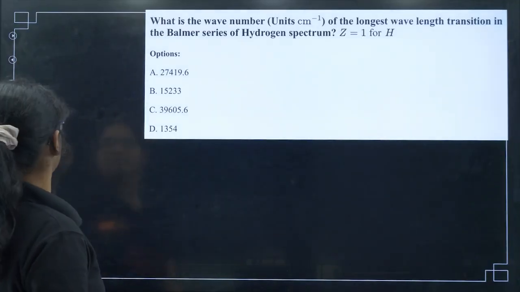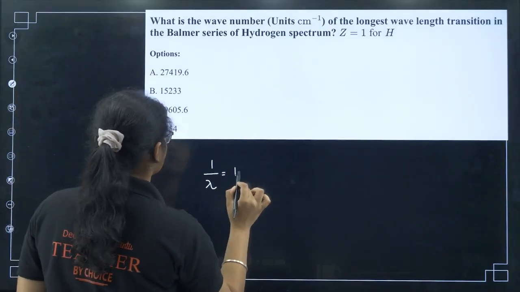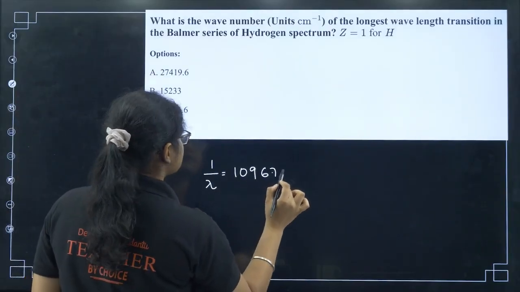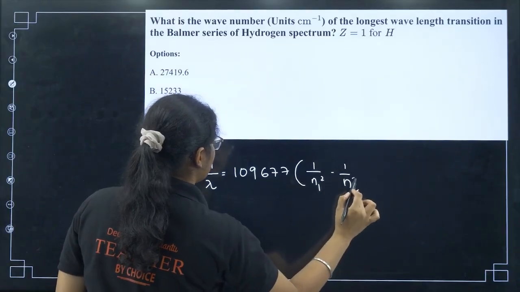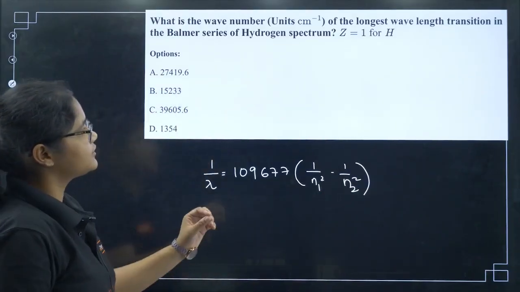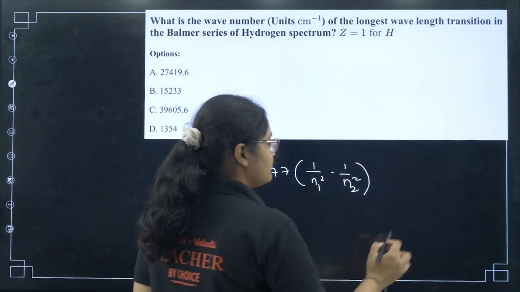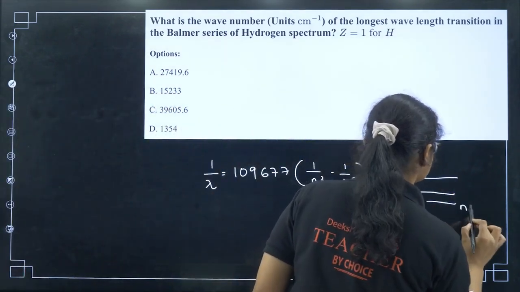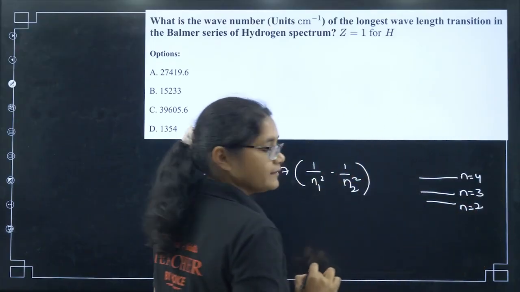Next, what is the wave number? If I want to calculate wave number, what is the formula? 1 by lambda is equal to 109.677 into 1 by n1 square minus 1 by n2 square. And the question here asks for the longest wavelength in the Balmer series, right? So in the Balmer series, we have n is equal to 2, n is equal to 3, n is equal to 4, like that.